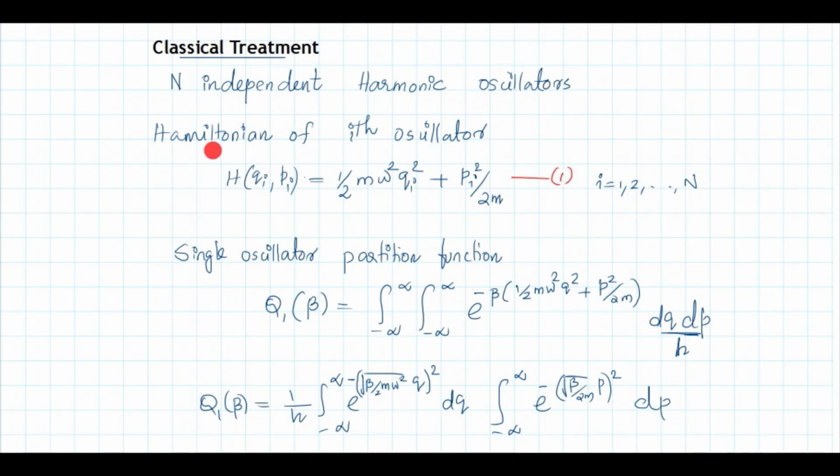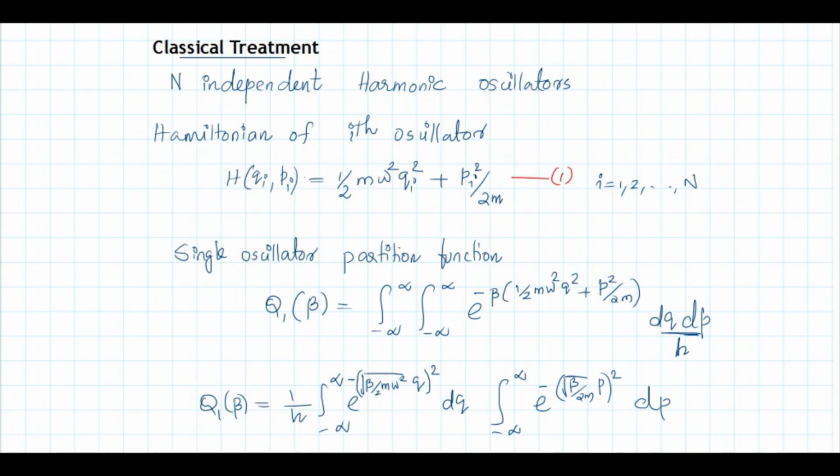The Hamiltonian of the ith oscillator can be written as h of qi, pi is equal to half m omega square qi square plus pi square divided by 2m, where qi is the coordinate of the ith oscillator and pi is the momentum of the ith oscillator. This i can take values 1, 2, 3, etc. up to n. There are n independent harmonic oscillators.